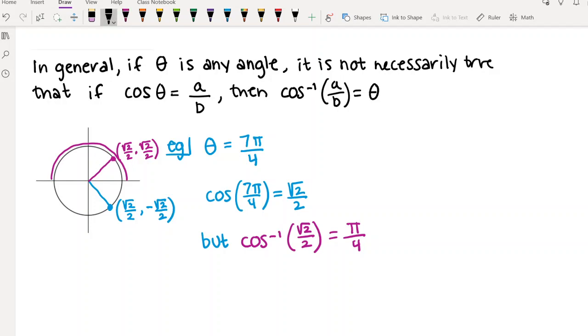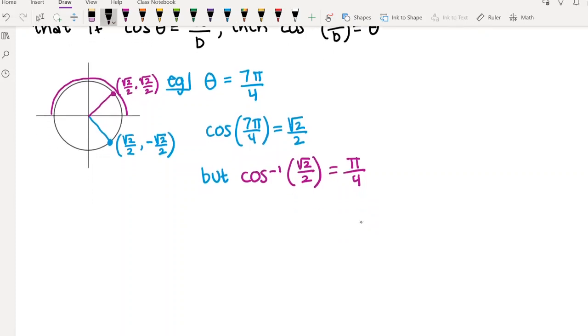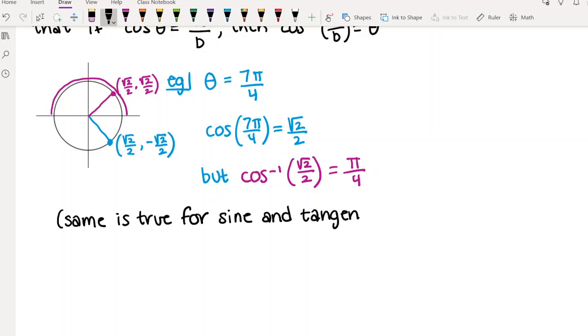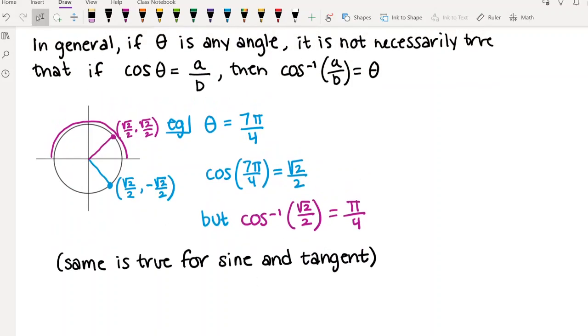Let me write down one other thing here, which is that basically the same is true for sine and tangent. I just chose to use cosine as an example. So if we had placed a restriction and said, instead of theta could be any angle, theta is an angle between 0 and pi, then you would get the same thing by taking cosine of the angle and then taking inverse cosine.